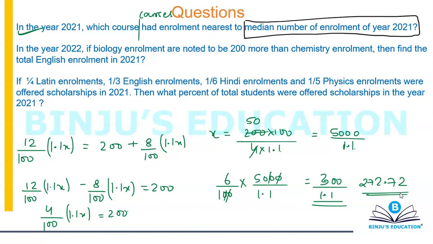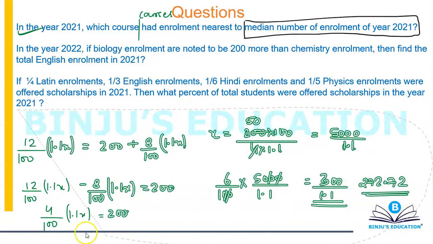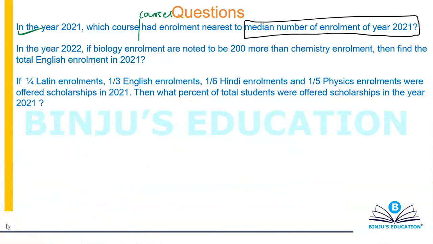All right, let's move ahead. Let's try the third question. If 1/4 of Latin enrollments, one third of English enrollments, 1/6 of Hindi enrollments, and 1/5 of physics enrollments were offered scholarship in 2021, then what percent of total students were offered scholarship in the year 2021?